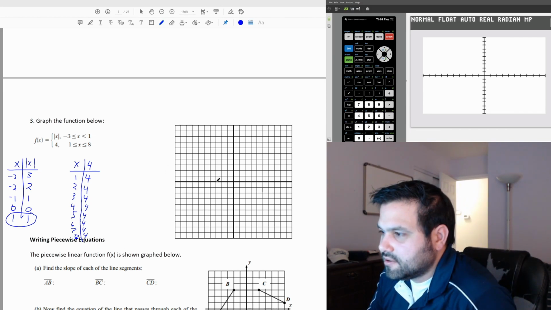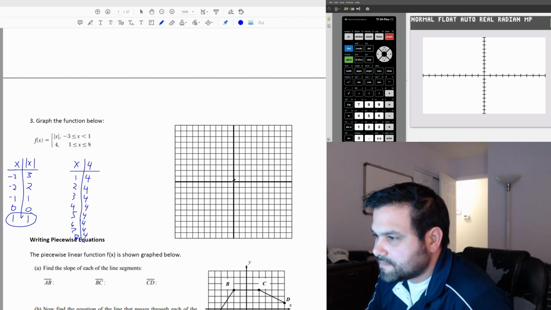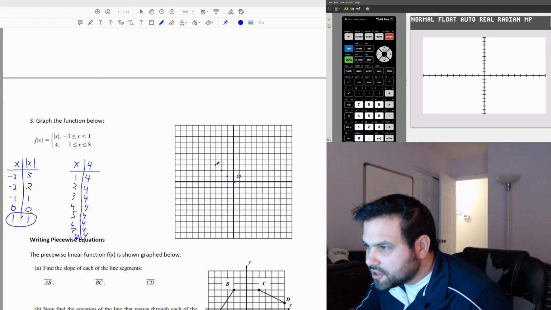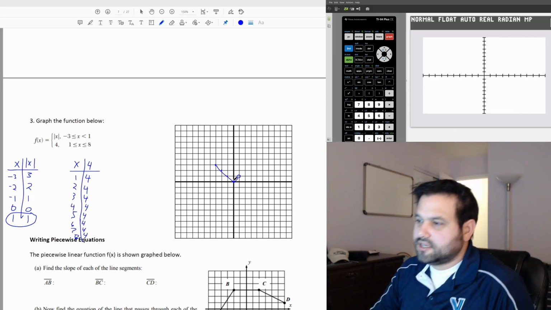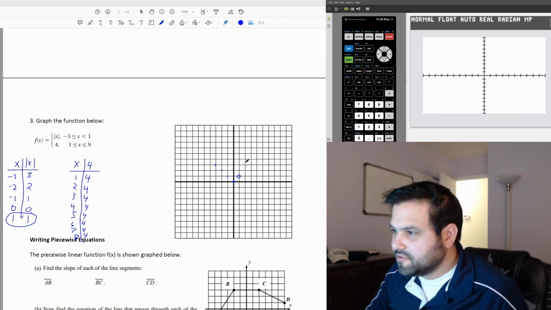Negative 3. Now I'm going to go ahead and plot this first piece. So negative 3, 3. Right there. Negative 2, 2. Negative 1, 1. 0, 0. And 1, 1 with an open circle. So now I'm going to go ahead and try that. I just go right up to that open circle. Okay. Let me fix that.